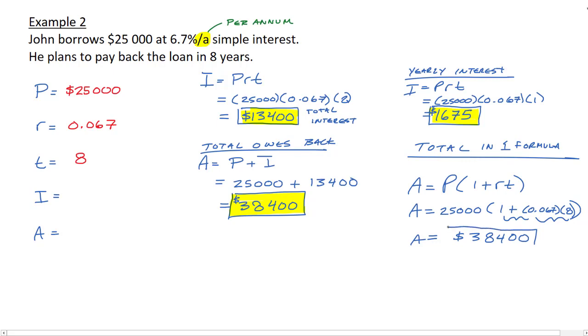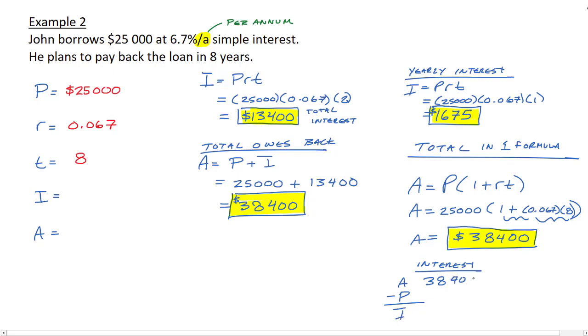And then you could also find your interest. What if you wanted your interest at the end? I'm just bouncing around showing you all the different ways you can do it. They're all acceptable. Another way you could find your interest, instead of using that formula above, is to take your amount minus your principal. That would give me my interest.